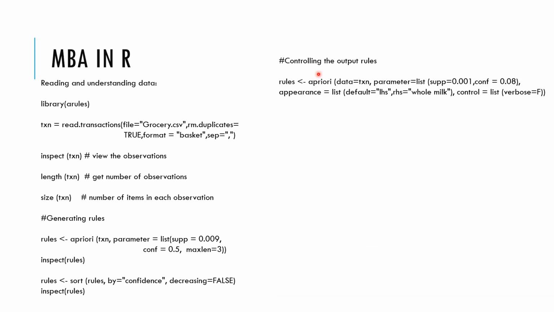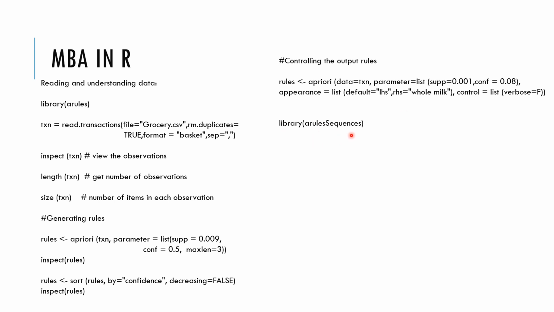If you want to control the output rules, there is again the same function. In parameters you provide the settings. This is also a controlling factor, and it will control the appearance. So on LHS and on RHS you'll have whole milk. We want only whole milk in the consequent. That is the rule we are defining here. If you just provide the length, that means on the right side you can also have other items. But on the right side, in the consequent, we only want whole milk, and the left side could be anything. That's what it means.